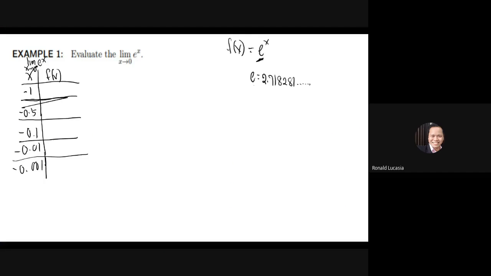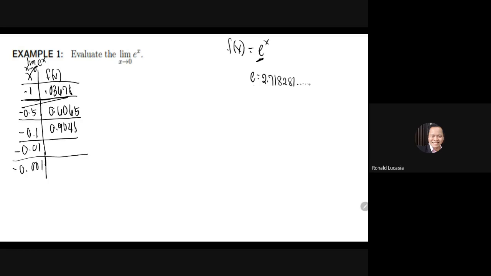Okay. I hope you're familiar with the Euler number. So we have there 0.3678, and then 0.6065 for negative 0.5. What's the answer? Oh, it's positive 0.6065. And then raised to the power of negative 0.1, it's 0.9048.